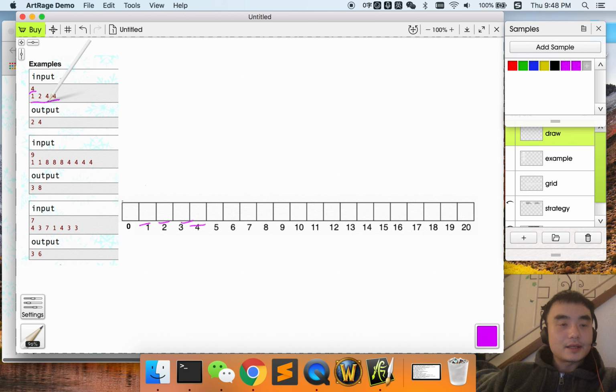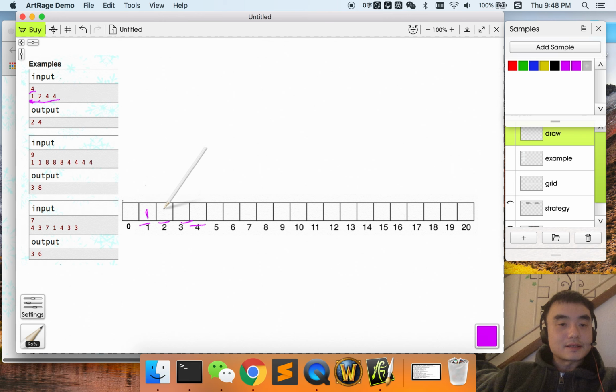And the array here, the numbers in the array mean the location of each person, right? So the first person is at the first house, the second person is at the second house, and the third and the fourth person are both at the fourth house. So house 1 has 1 person, house 2 has 1 person, and house 4 has 2 people, right?